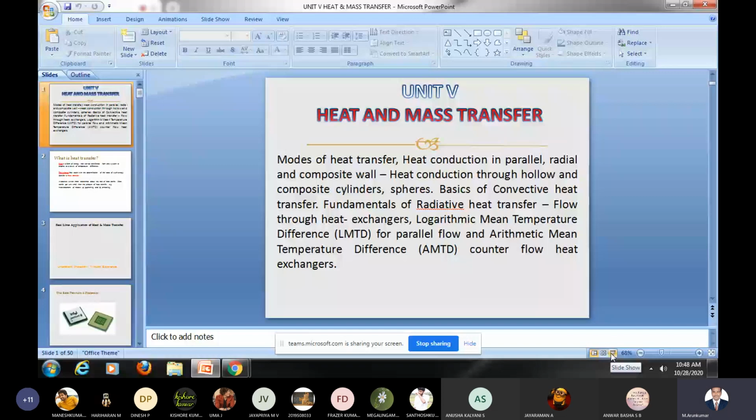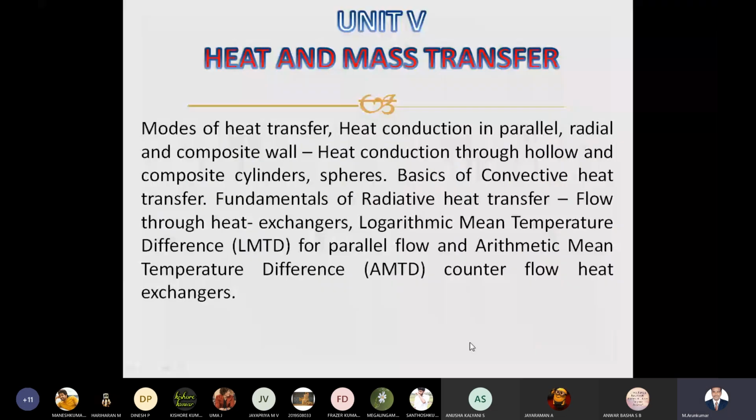So today we are going to look at heat and mass transfer. In this we have the syllabus like modes of heat transfer, then heat conduction in parallel, radial and composite walls. So it's purely heat conduction. Then we have heat conduction through hollow, composite cylinders and spheres. Then we have to know the basic convective heat transfer. Then we have to know the fundamentals of radiative heat transfer.